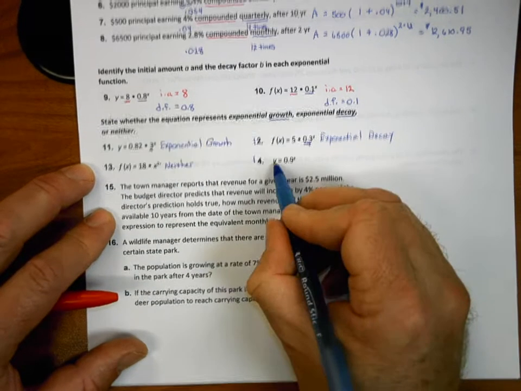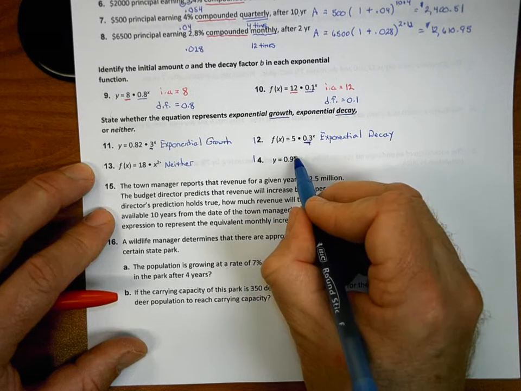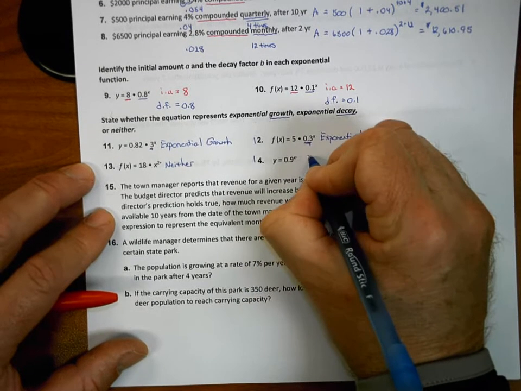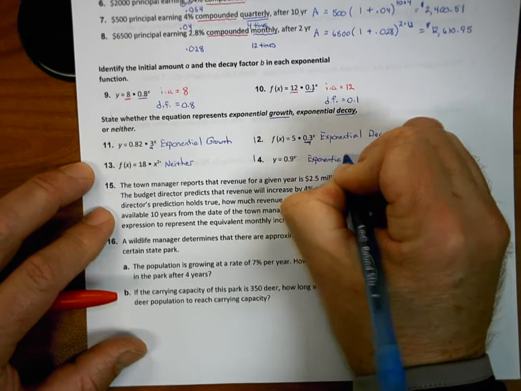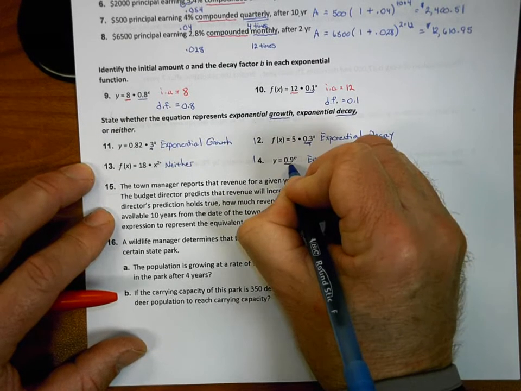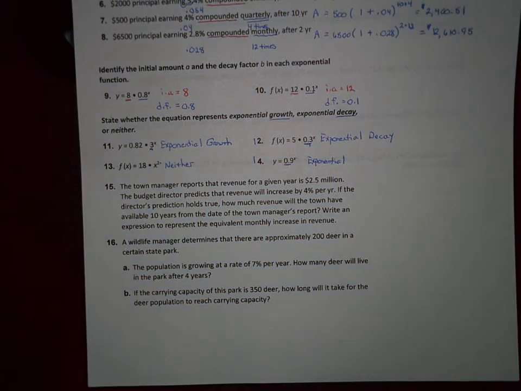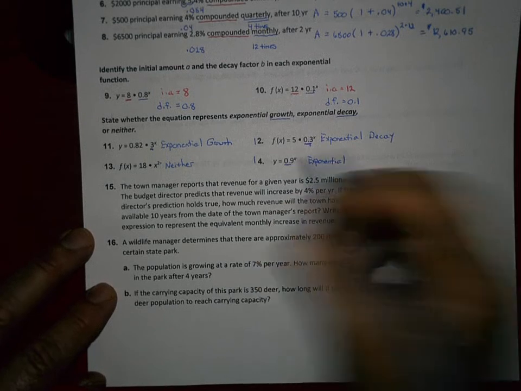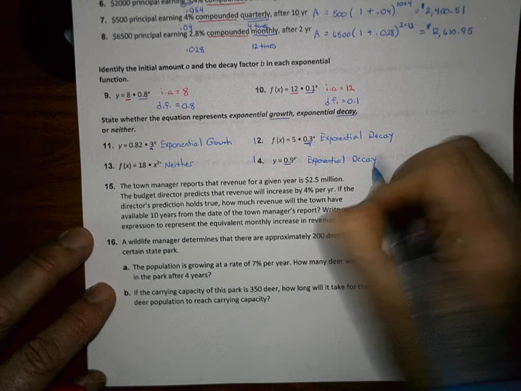All right, in number 14, we have y equals 0.9x. So the x is the exponent, so this is an exponential problem. And then, to determine if it's growth or decay, once again, we look at the growth factor, which in this case is 0.9. And if the growth factor is smaller than 1, 0.9 is smaller than 1, that means it's an exponential decay problem. All right?